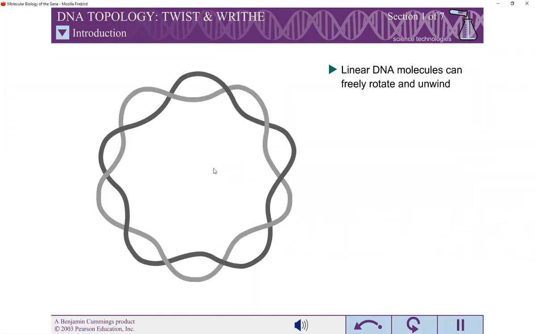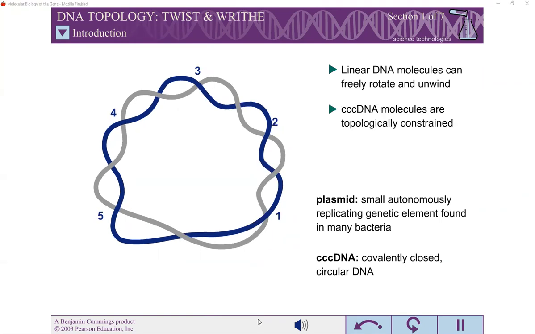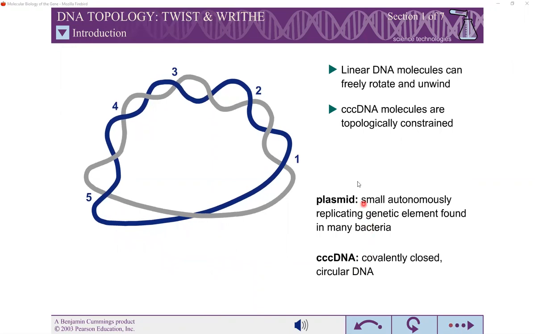However, DNA molecules can also be circular. Examples of circular DNA molecules include most bacterial chromosomes, some viral chromosomes, and small bacterial genetic elements called plasmids. For such covalently closed circular DNA, the absolute number of times the chains coil about one another cannot change. These DNA molecules are said to be topologically constrained.